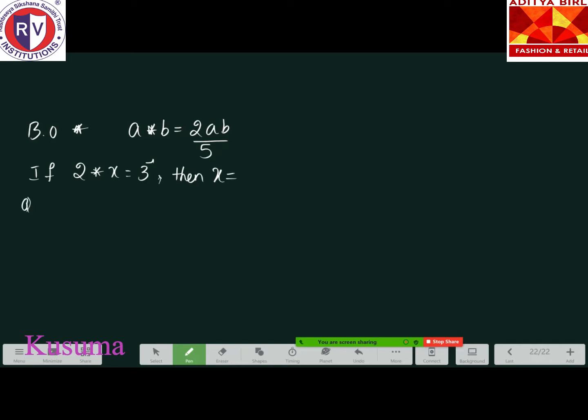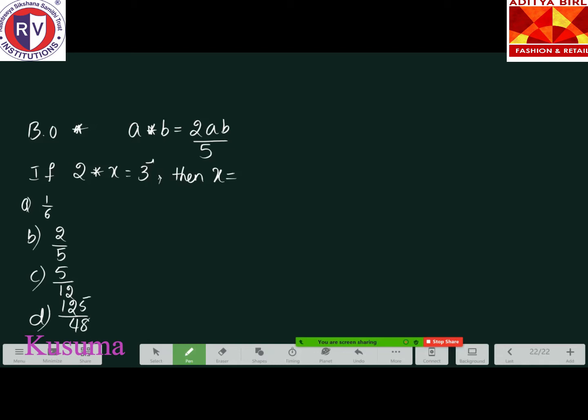The options given are: option A, 1 by 6; option B, 2 by 5; option C, 5 by 12; and option D, 125 by 48.